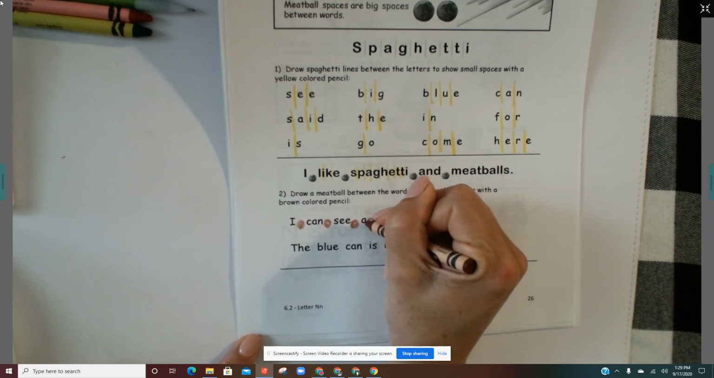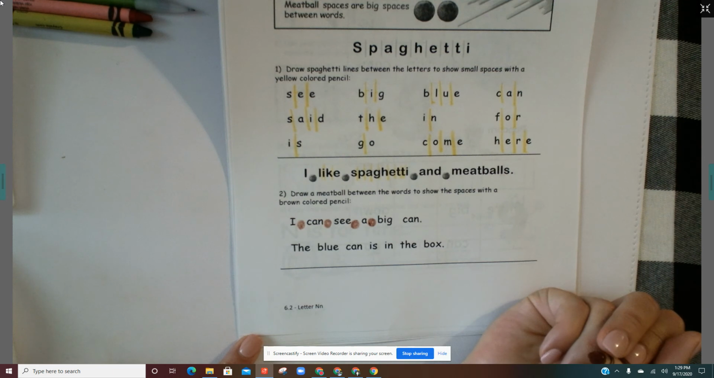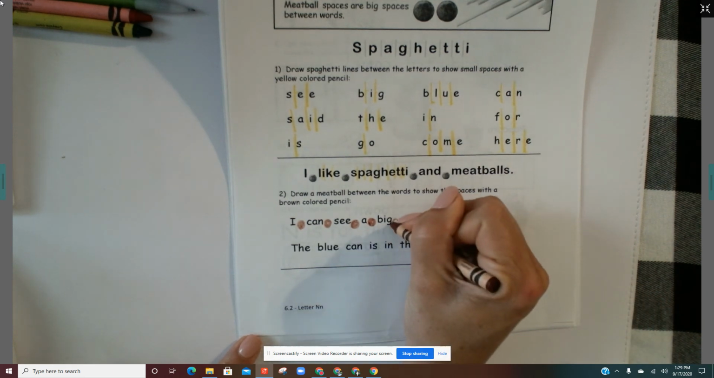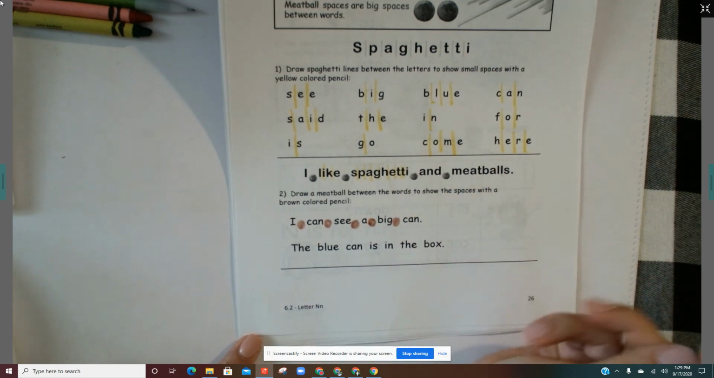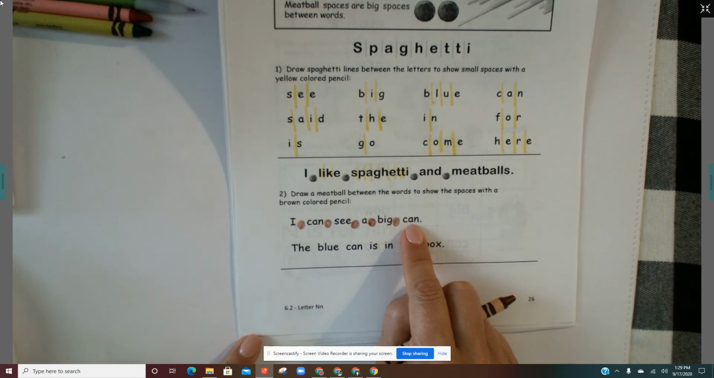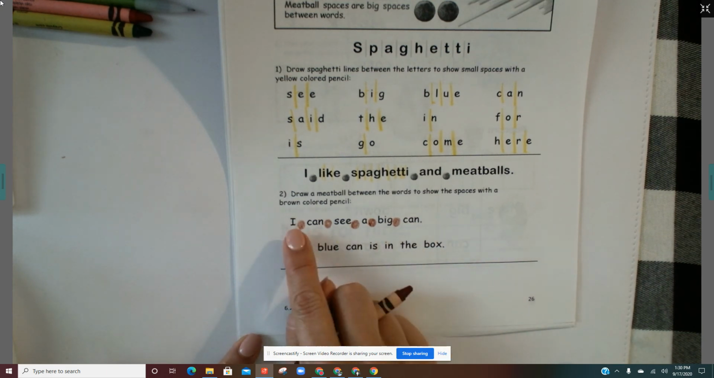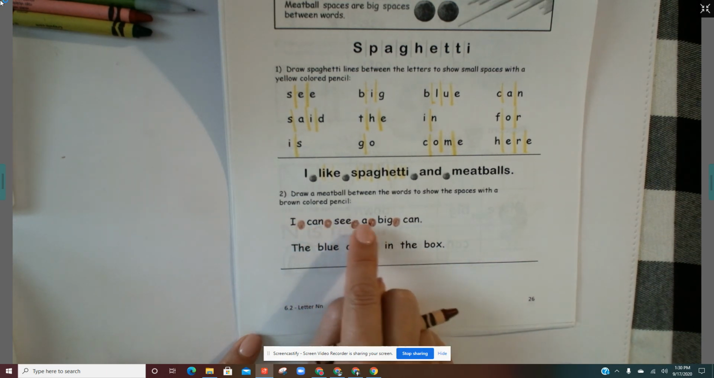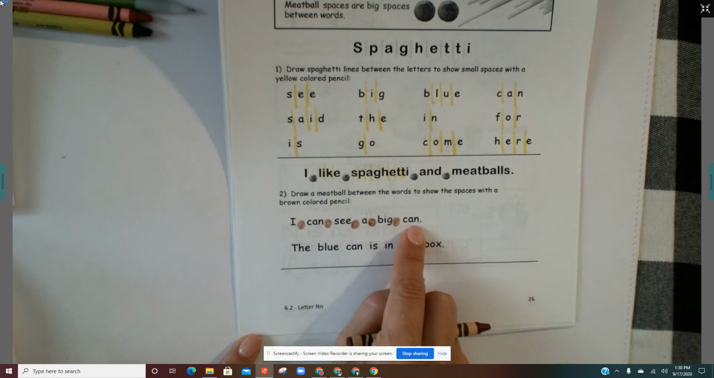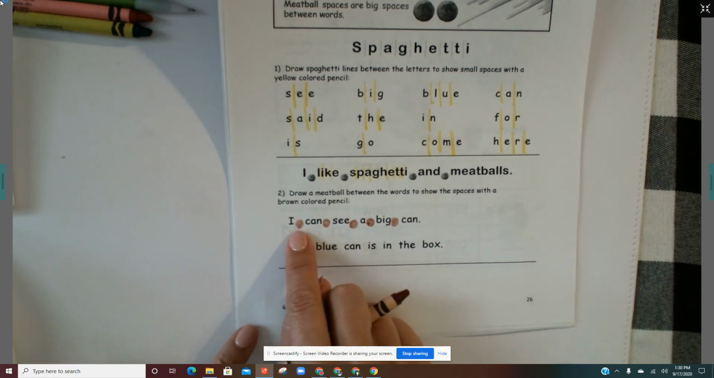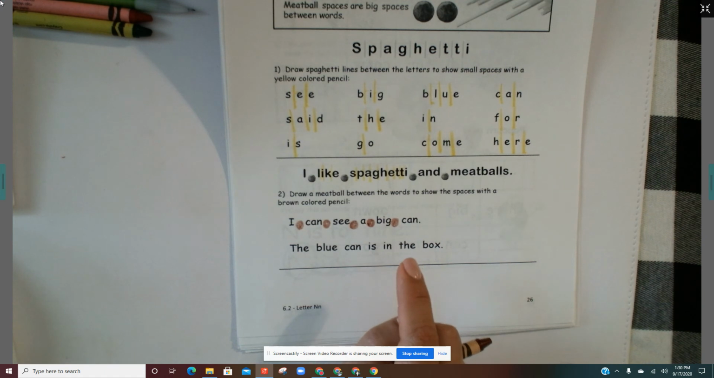Next is the word a. Next is the word big. And our last word is can. So now let's read our sentence. I can see a big can. Now see, we needed those nice big meatball spaces in between each word.